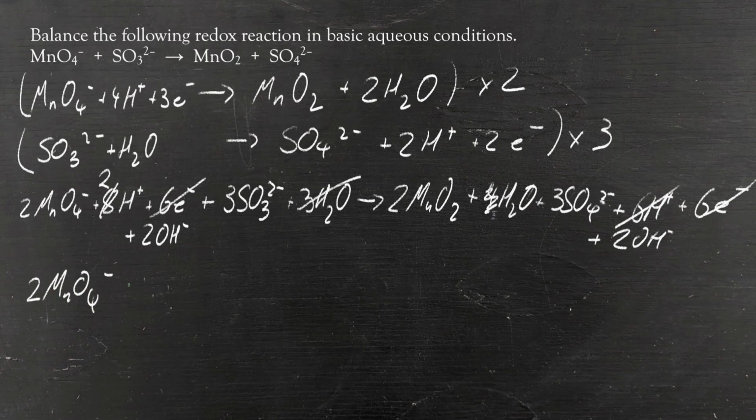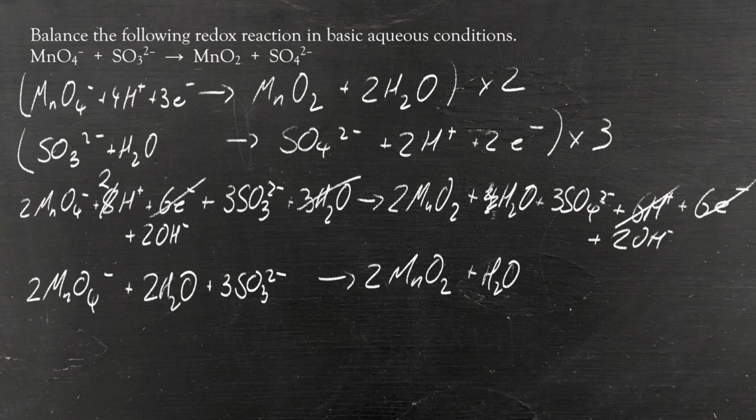2 MnO4- plus 2 H2O, the H+ and the OH- combine to make water, plus 3 SO3 2- react to produce 2 MnO2 plus a water plus 3 SO4 2- plus 2OH-. We have a water on the right-hand side, 2 on the left, so we can cancel and cancel, giving us our final answer.